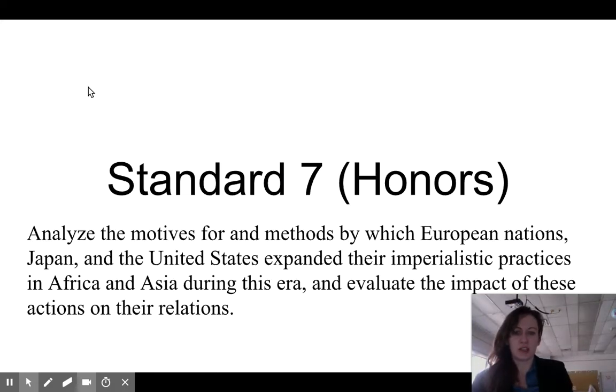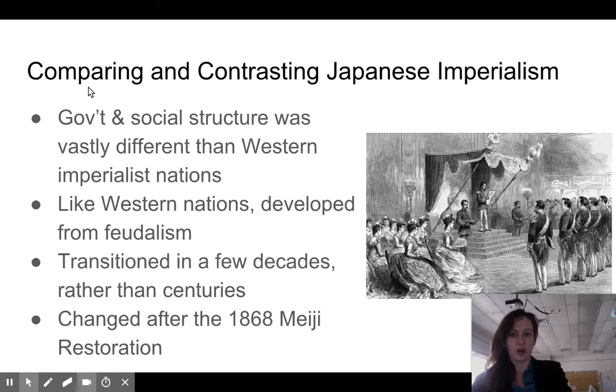This one is Standard 7, which is to analyze the motives for and methods by which European nations, Japan, and the US expanded their imperialistic practices in Africa and Asia during this era, and evaluate the impact of these actions on their relations. So we're going to focus on Japan for this video because we really already focused on Europe and the United States. And we're going to concentrate more on the reasons for their imperialistic practices, sort of show how it connected to the Industrial Revolution, which is the same for what we did for other regions.